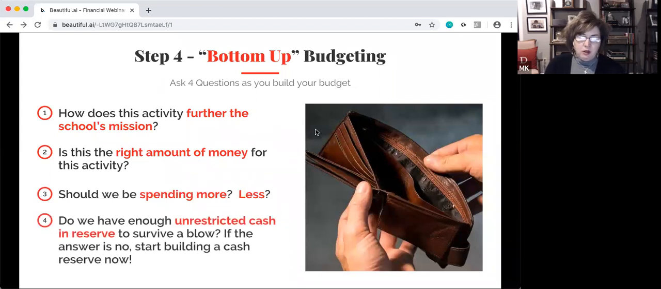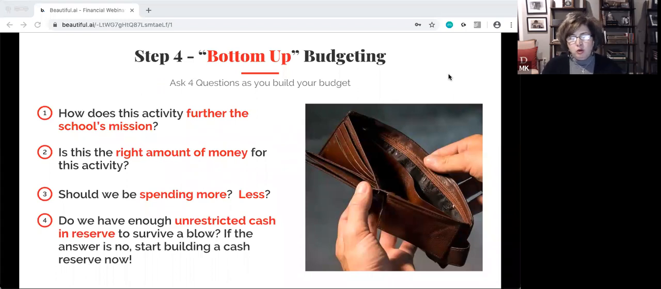So let's go to the next slide, and we're going to talk about step number 4, which is bottom-up budgeting. Now you know your expenses. Now you know where everything is in your expense section. We're going to now talk about the questions you should ask as you build your budget. So first off, you want to say, does this activity further the school's mission? If we have a line item, for example, for spending money on something that is not mission appropriate, that question will bring that up. Number 2, is this the right amount of money to spend for this activity?